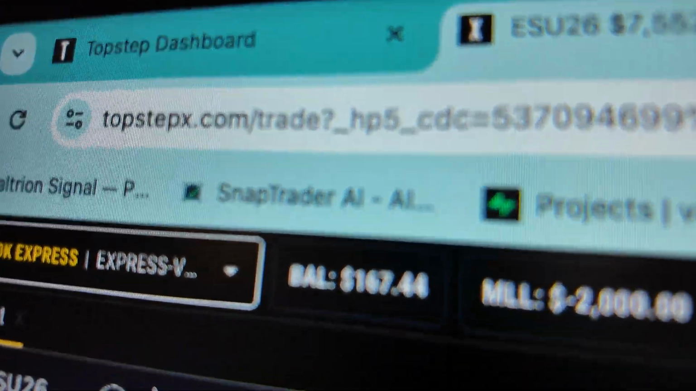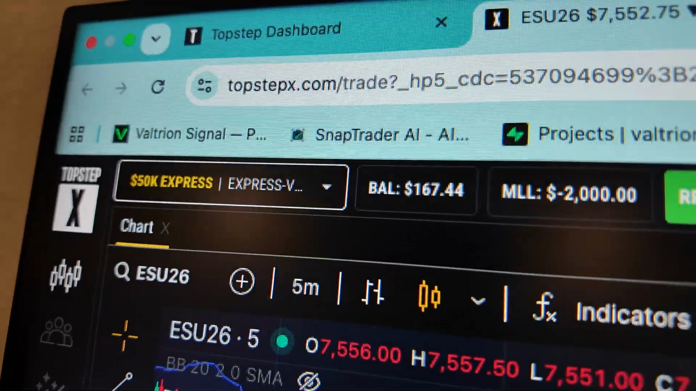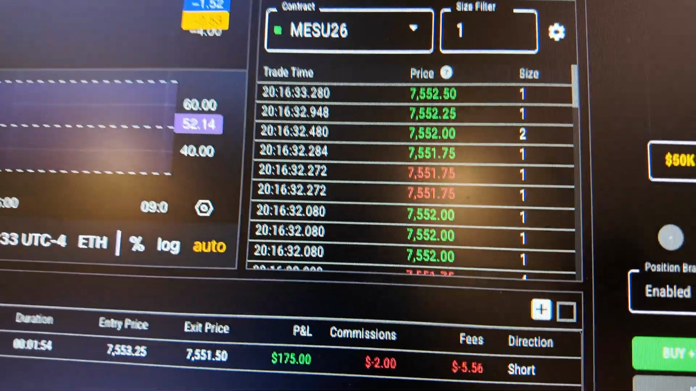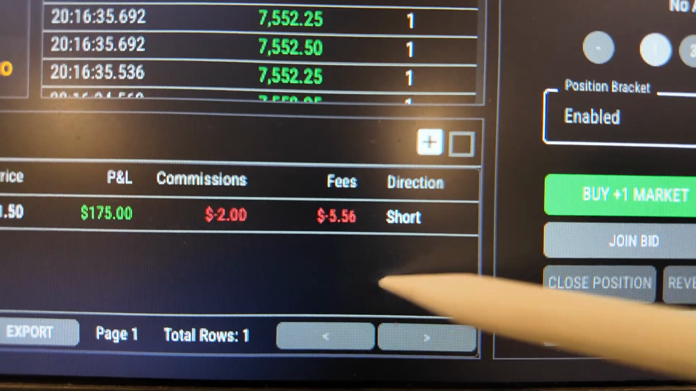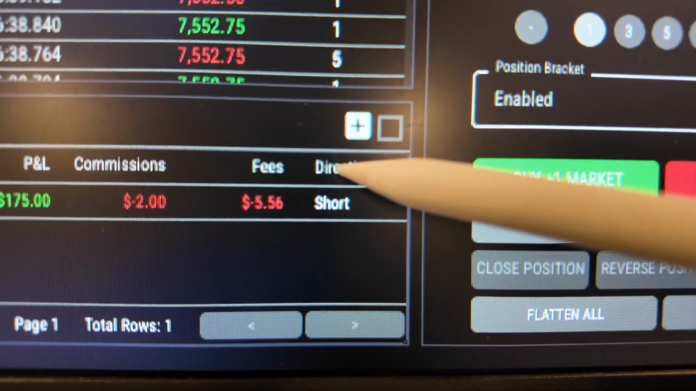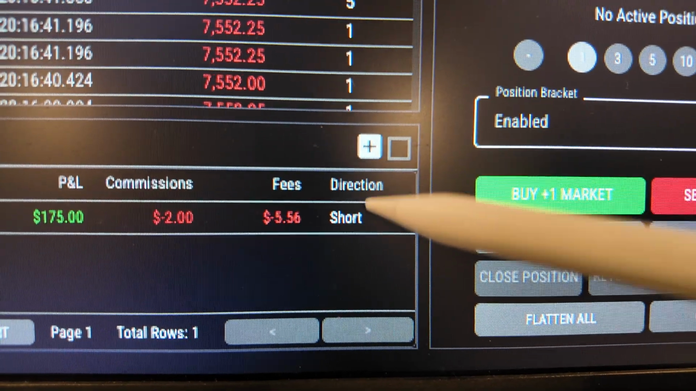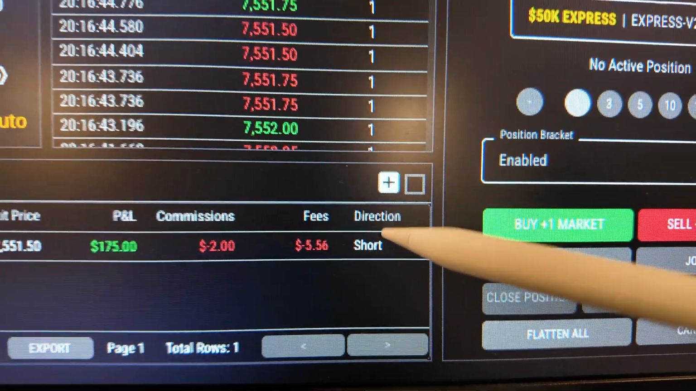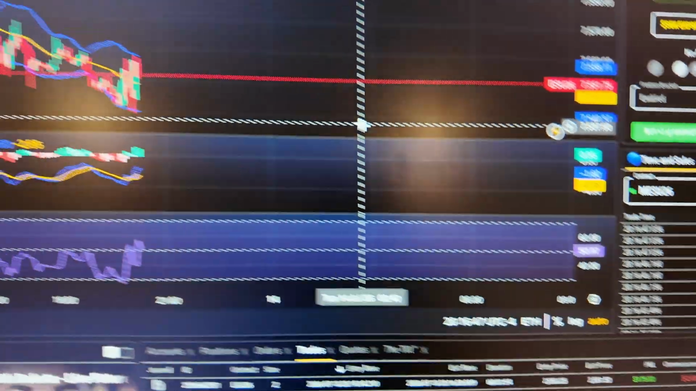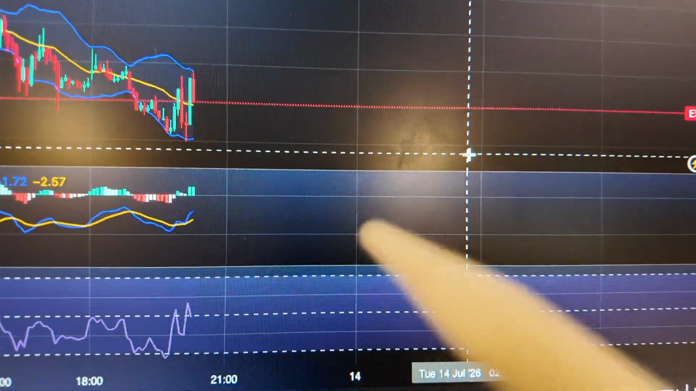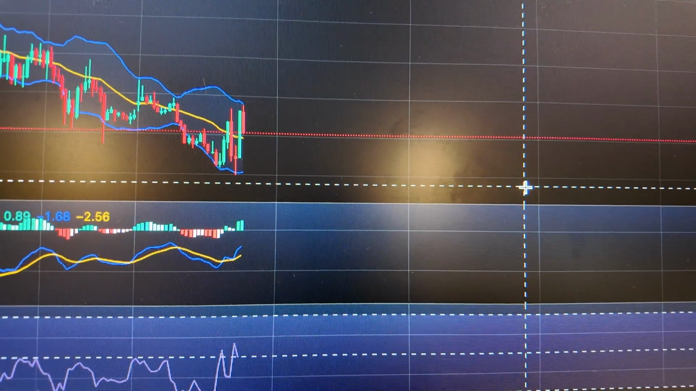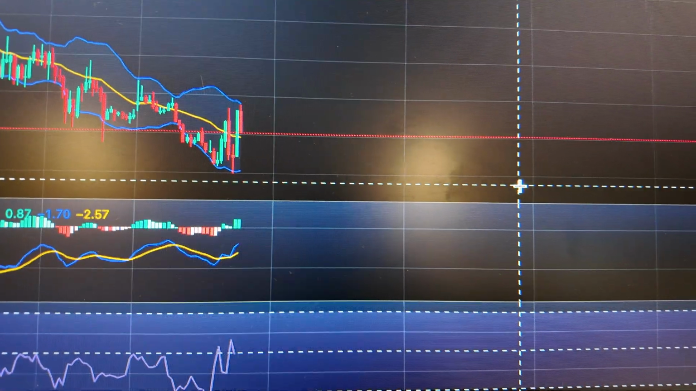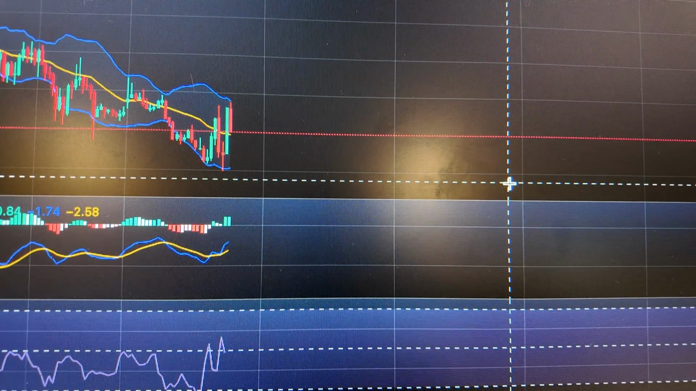My balance is $167. The reason why it's not $175 is because we have associated fees. We have commissions. We have the actual fees itself, and description short just means that I was betting on it going down. Long would mean I'm betting on it going up. I'm sorry that I got trigger happy, guys, and it's my first time trading live, meaning I'm recording, and so my hands were not as free as it could be.